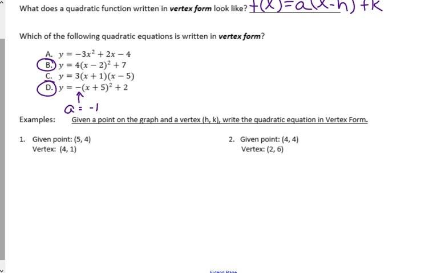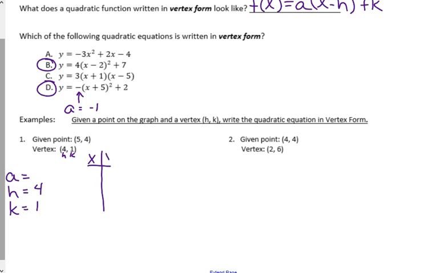So we need a third one. We're going to make a list. We need an A, we need H, we need K. We already know H, which is 4, and K, which is 1. We need to find a third point.